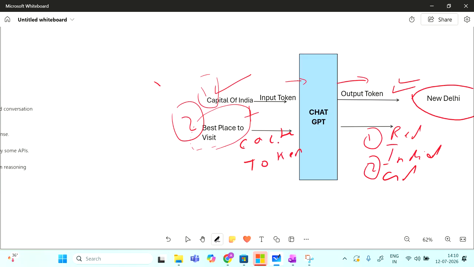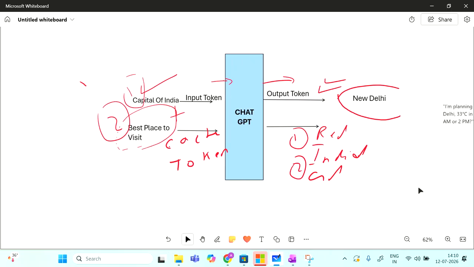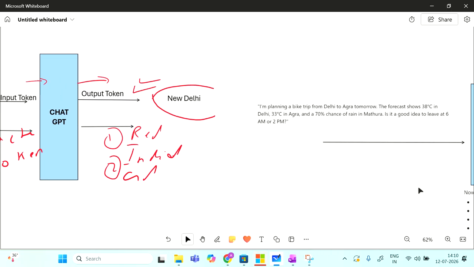Okay. So now let's see what using tokens is. Let's take an example.